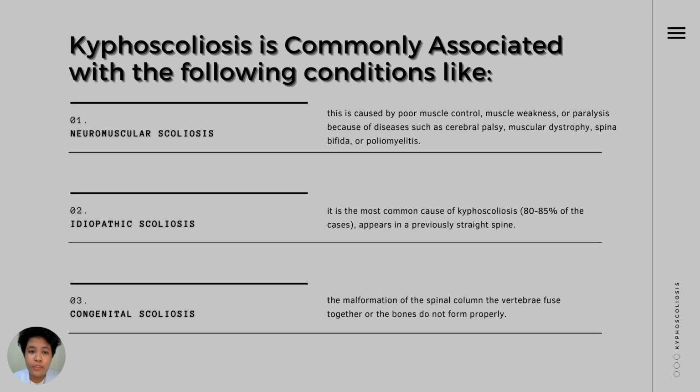And lastly, congenital scoliosis. It is the malformation of the spinal column. The vertebrae fuse together. The bones do not form properly. Surgical treatment may be needed at a very young age, and if it is left untreated, this could lead to paralysis of the lower body.